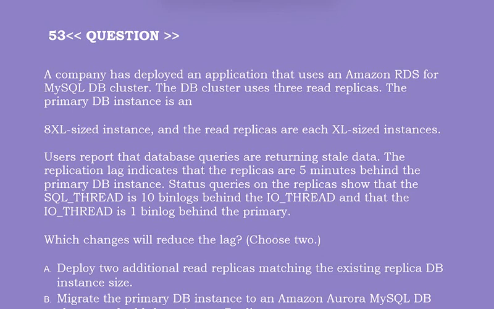The replication lag indicates that the replicas are 5 minutes behind the primary DB instance. Status queries on the replicas show that the SQL_thread is 10 bin logs behind the IO_thread and that the IO_thread is 1 bin log behind the primary. Which changes will reduce the lag? Choose two options.